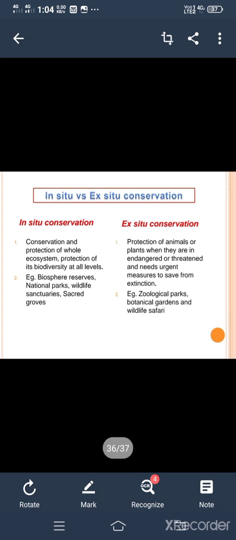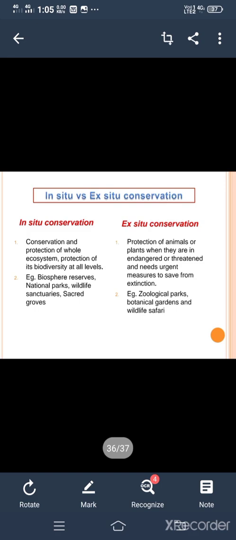Ex situ conservation. Protection of animals or plants when they are in danger or threatened and need urgent measures to save them from extinction. So we bring plants or animals from another place and conserve them in one place, providing the habitat and the food they need. Bringing different plants and animals and keeping them there to conserve them is what we call ex situ conservation. Examples: zoological parks, botanical gardens, and wildlife safari.